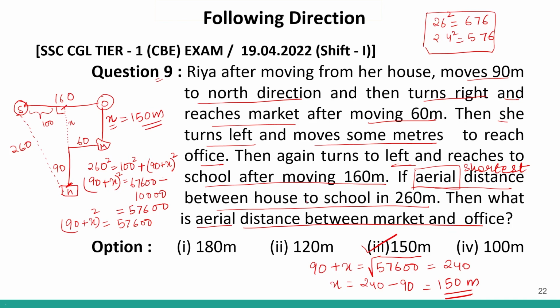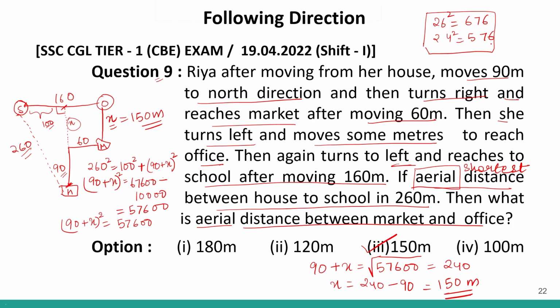Clear? Let me revise. So we got this diagram, and we got this value to be 260. Similarly, this is 100, this we know. We have to find the value of x. And this is 90, we know that. So 260 square will be equal to 100 square plus (90 plus x) square. This much you understand with the help of the Pythagoras theorem, right? So (90 plus x) square, if I take 100 that side, will be 67600 minus 10000. Correct? (90 plus x) square will be equal to this value.